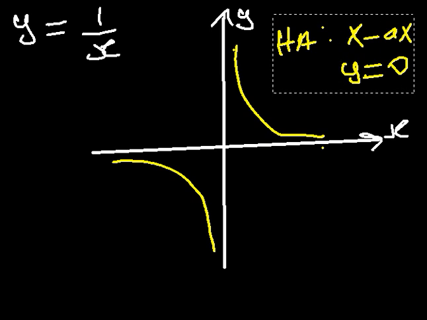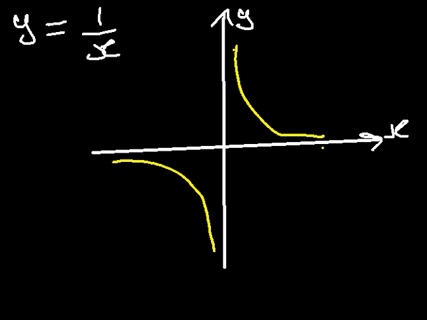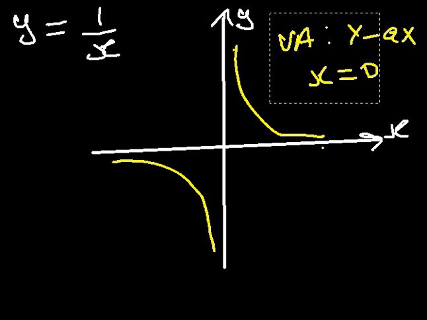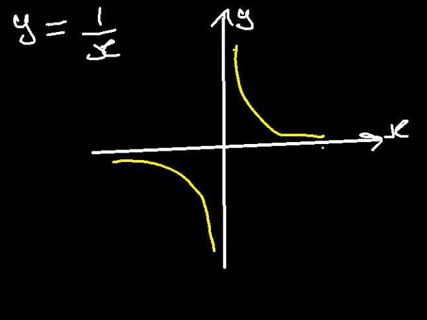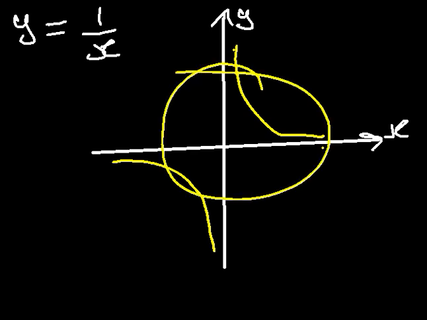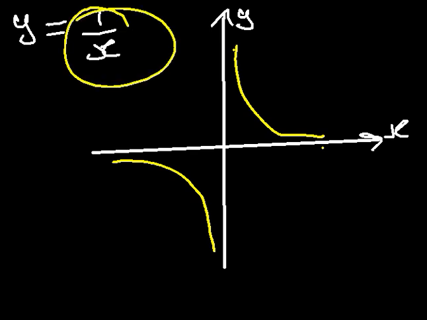While the vertical asymptote is given as this line. What is that line? It is the y-axis, or we call it x is equal to 0. That is the vertical asymptote. Mind you, an asymptote is a line which the graph cannot pass through or touch. So this is the typical graph of the reciprocal function, which happens to be the mother graph.